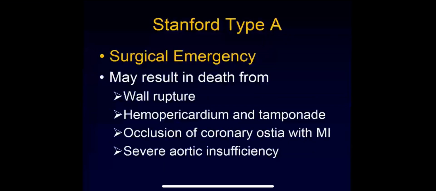Stanford Type A is a surgical emergency, as a dissection flap in the ascending thoracic aorta can result in death from wall rupture, hemopericardium, and tamponade, occlusion of coronary ostia with resultant myocardial infarction, or severe aortic insufficiency.